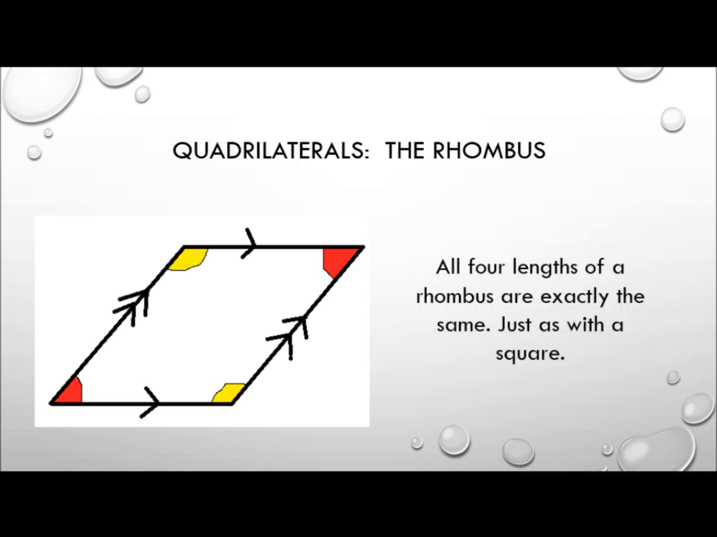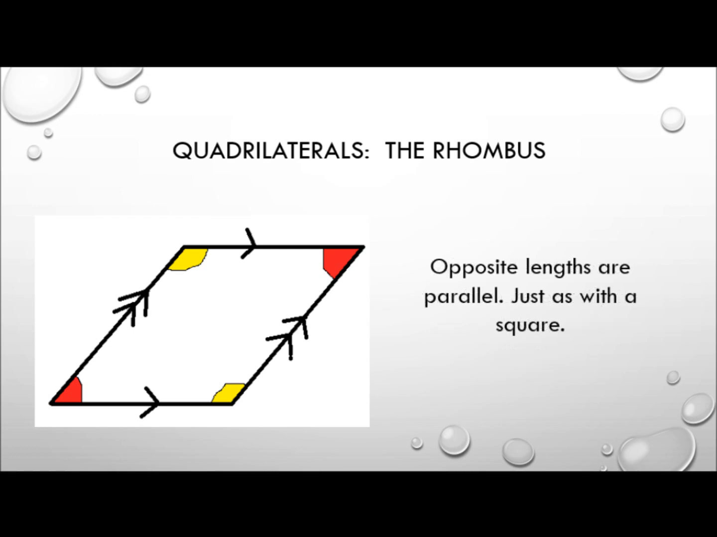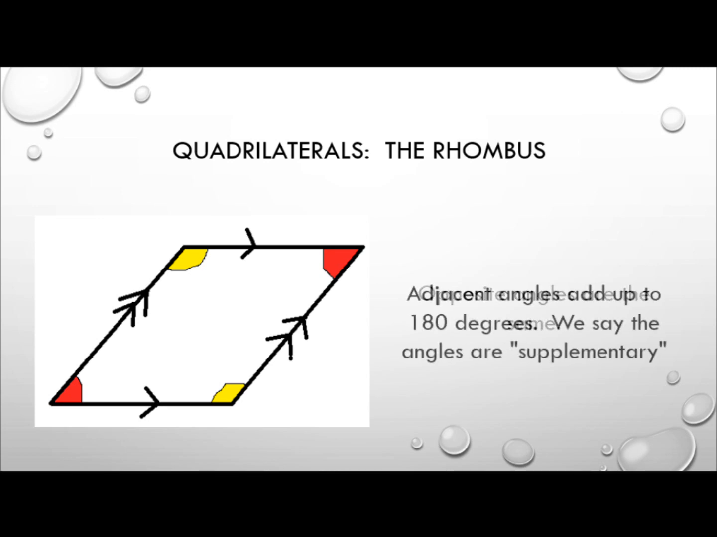Just as with a square, all four lengths of a rhombus are exactly the same. Again, just like with a square, opposite lengths are parallel. The opposite angles of a rhombus are identical to each other. We say that they are congruent. It's just a fancy way of saying that opposite angles are the same. Adjacent angles add up to 180 degrees. Technically we say that they are supplementary.